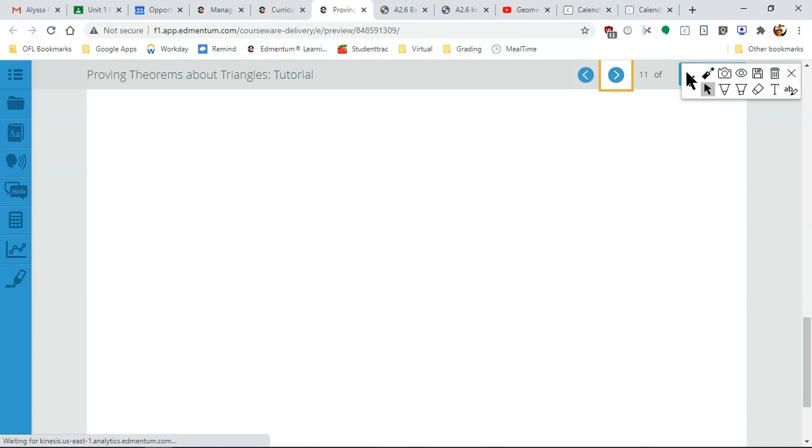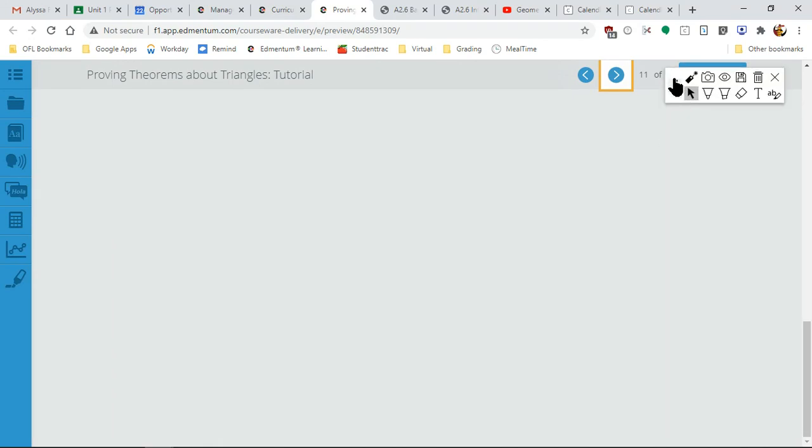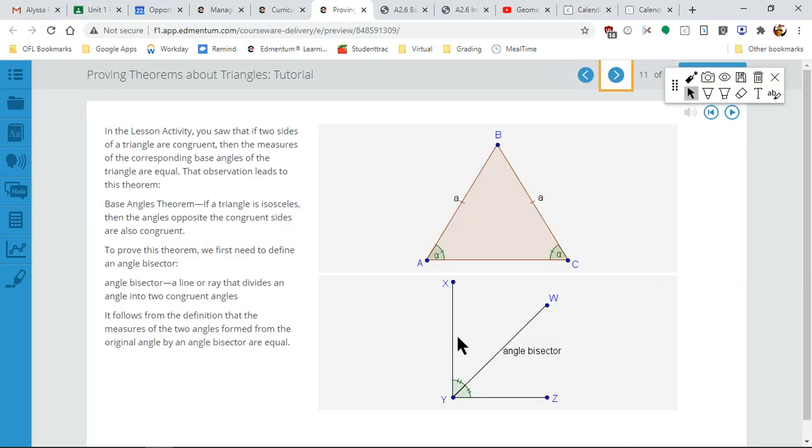All right, moving on. How come it doesn't tell me how many slides there are? So here it's just saying that these two are going to be the same. I'm not sure why it's talking about an angle bisector here. So an angle bisector is a ray that divides this. So a bisector just cuts it in half. So I'm assuming what they're going to say is that if you have two 90-degree angles and you bisect them, that they're going to be equal. But to prove the theorem, we first need to define an angle bisector.